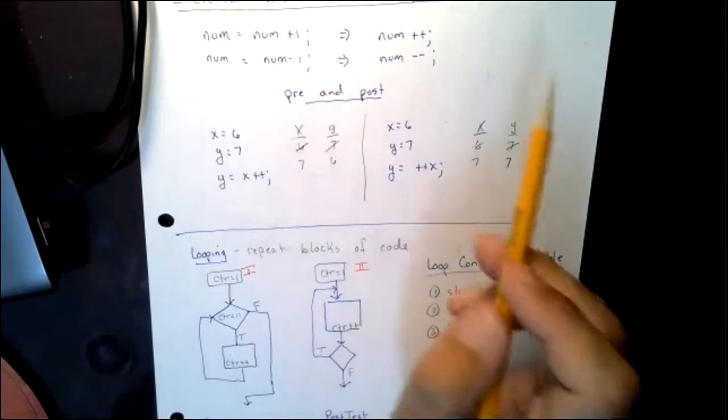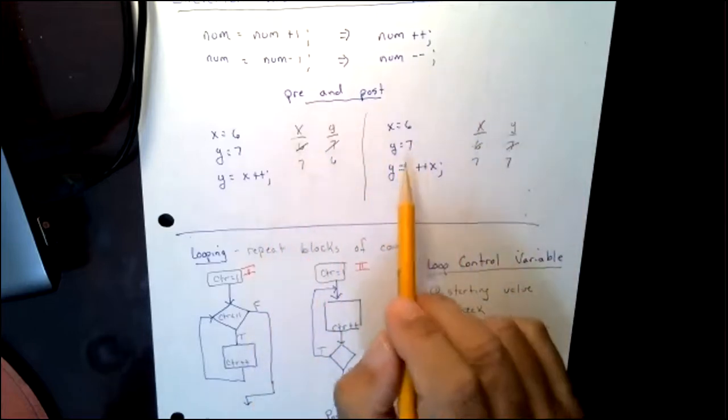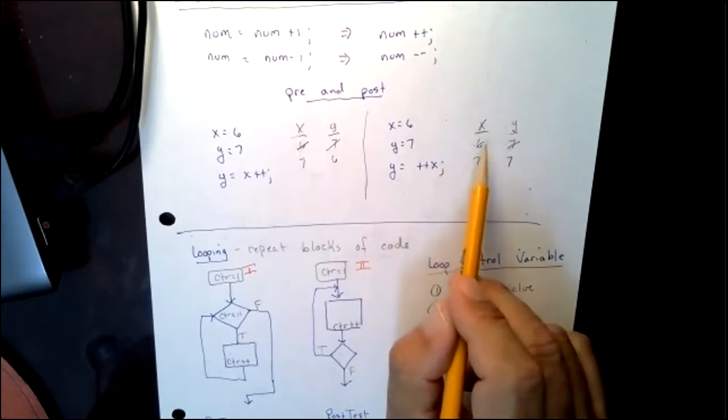Now, as I said, what does the second one do? The second one increments x first. So it went from 6.